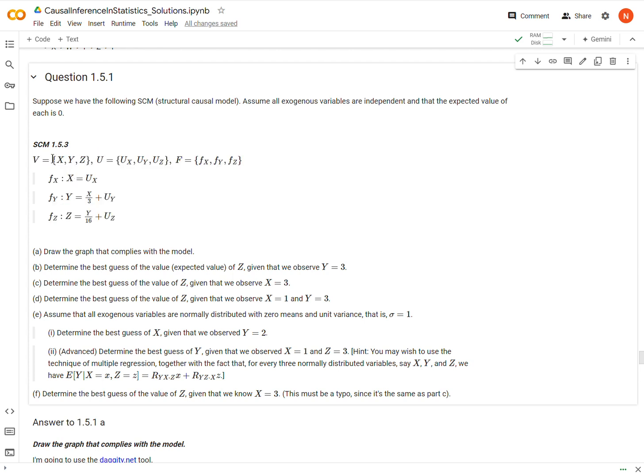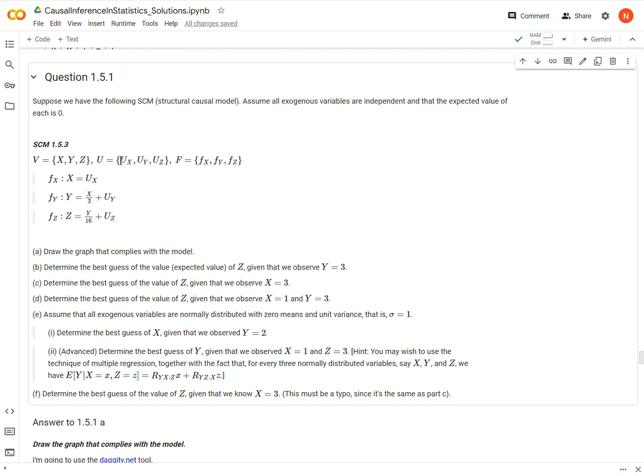So we have our variables x, y, z. We have their individual error terms, u_x, u_y, u_z. And then their functions, f_x, where x is just equal to its error term, f_y, where y is equal to this function, and f_z, that is equal to this function. Assume all exogenous variables are independent and that the expected value for each exogenous variable is 0.